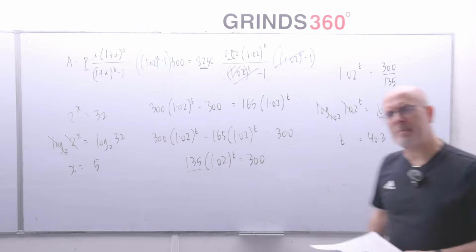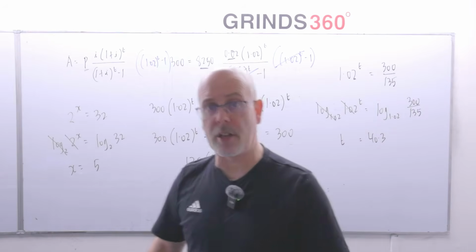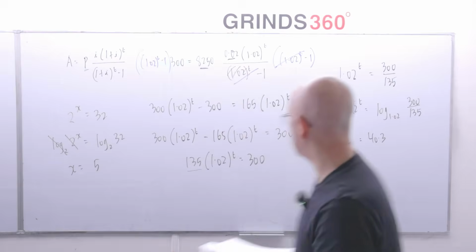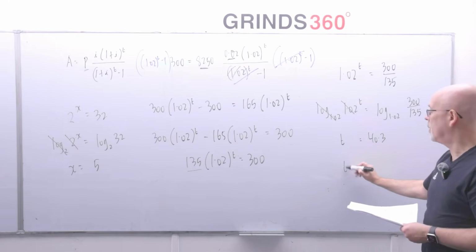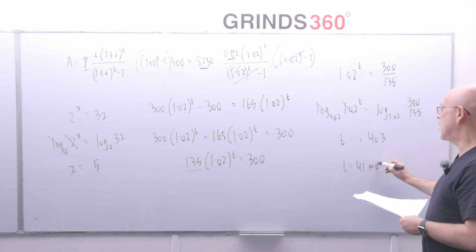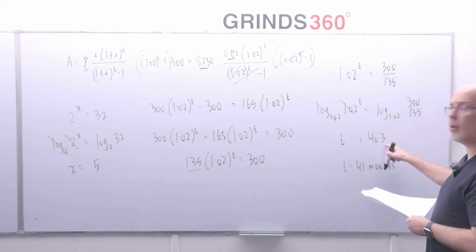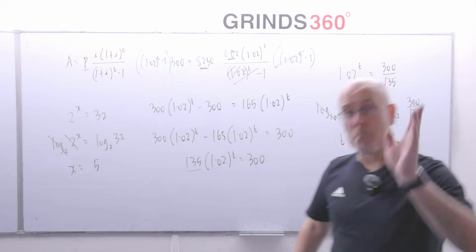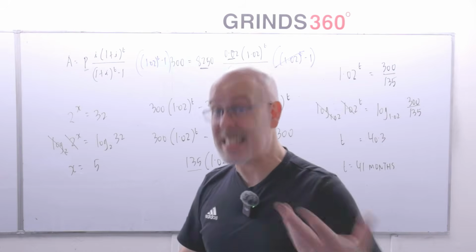So you can see that means that 40 monthly payments is not enough. The number's bigger than 40, so we always have to round up, so t is 41. It doesn't matter that the number there is less than 0.5. Remember, what that means is it'll take more than 40 months, which means it'll take 41 months.